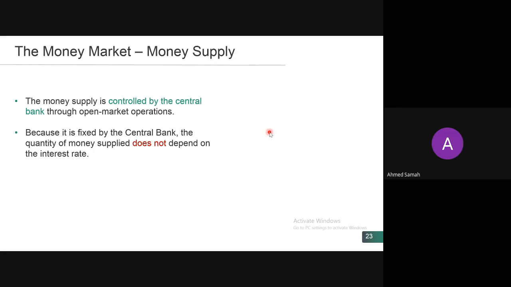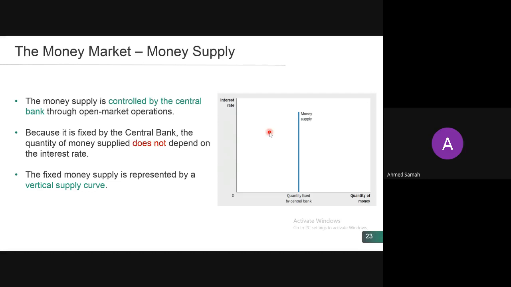So it looks like this. It is vertical because at any given interest rate, the money supply does not change. Because it is fixed by the central bank. The central bank's money supply is fixed. That's why the interest rate does not influence the money supply, and it is a vertical supply curve.